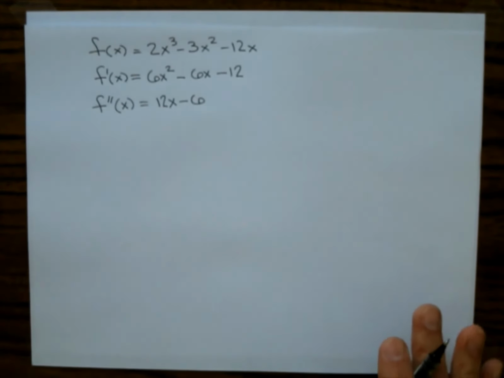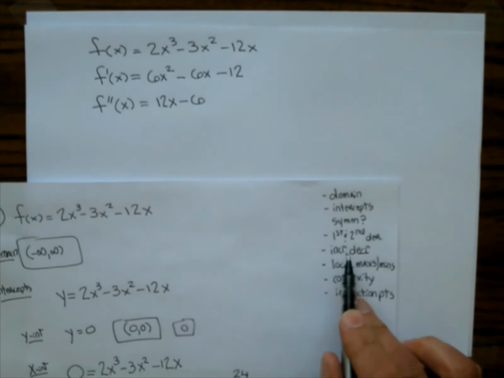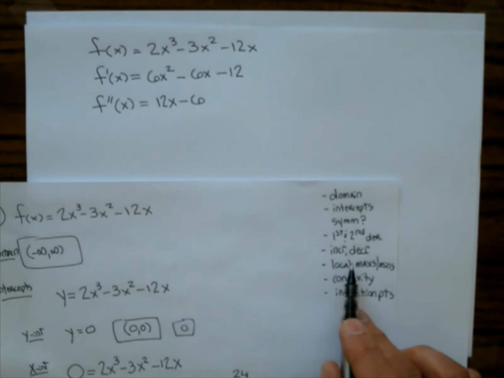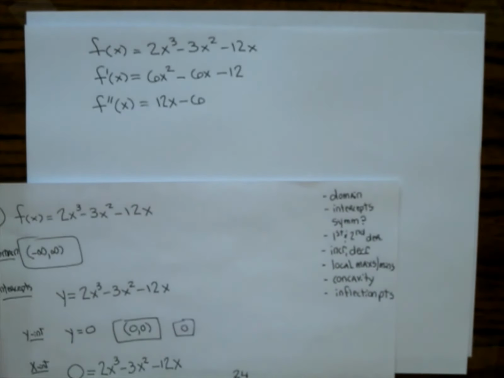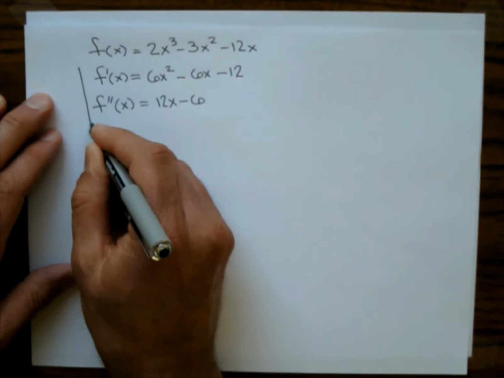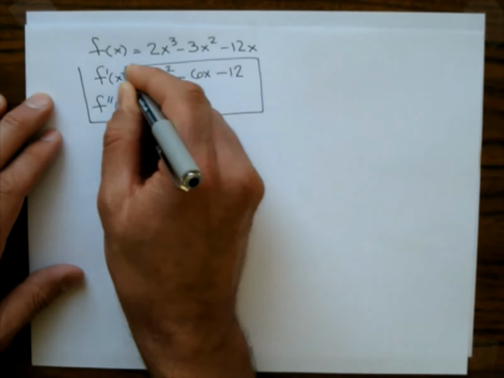Okay, now I don't have it on the list here, so here is my original list. But in your book, they're going to ask you for the critical numbers. Your book will say the critical points, and then they'll also say the candidates for inflection points. So we'll find all that, and we'll write things down as we find them. I'm going to go ahead and put a box around the first and second derivative so we don't lose it.